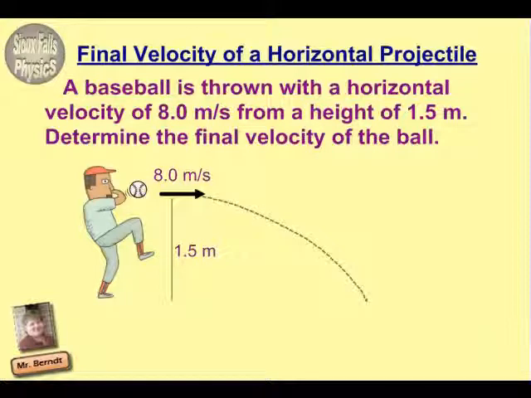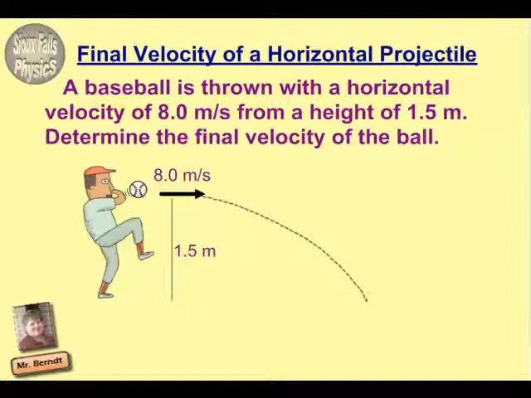We're looking at a problem today using another example of a final velocity in a horizontal projectile. In this case, as you can see from the picture, we've got a baseball player throwing a ball at 8 meters per second horizontally. And he's throwing the ball from a height of 1.5 meters. The question for the day is simple. Baseball is thrown at a horizontal velocity of 8 meters per second from a height of 1.5 meters. Determine the final velocity of the ball.